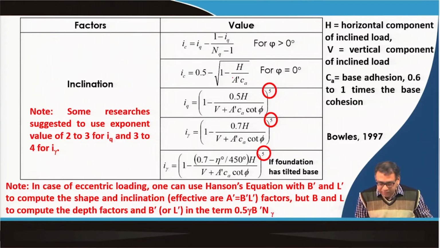Clear? So, for example, I can write for IQB, this will be your HB. And if it is IQL, then it will be L, that means the horizontal load parallel to L. Now, sometimes HB can be 0, HL can be 0 also. In such a case you put 0 and calculate IQB and IQL, all these things.